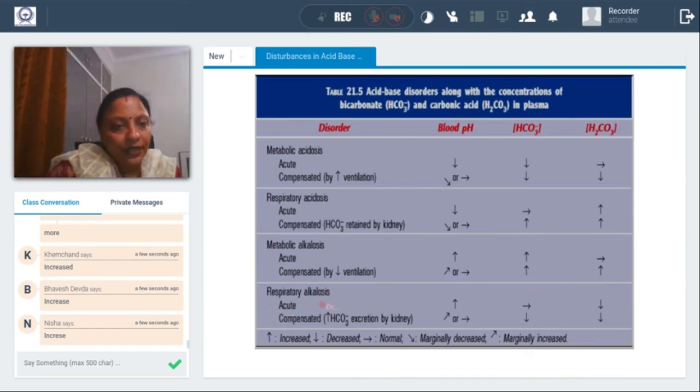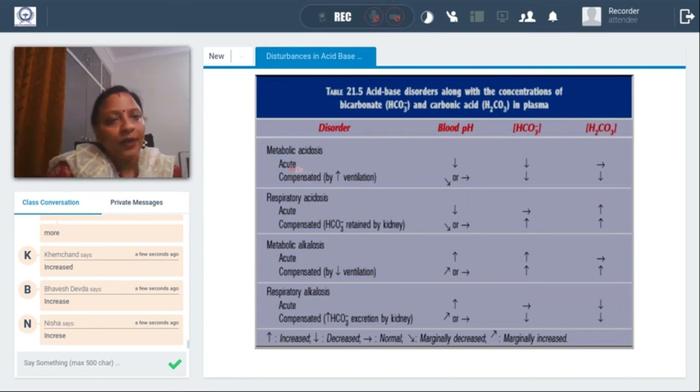Next, or last, is respiratory alkalosis. You can see here in the case of acute respiratory alkalosis, pH is increased, HCO3 bicarbonates are normal, then H2CO3 goes down. So by the mechanism of compensation by kidneys, it is compensated by increase in excretion of bicarbonate by kidney. Here you can see retention and here you can see excretion.